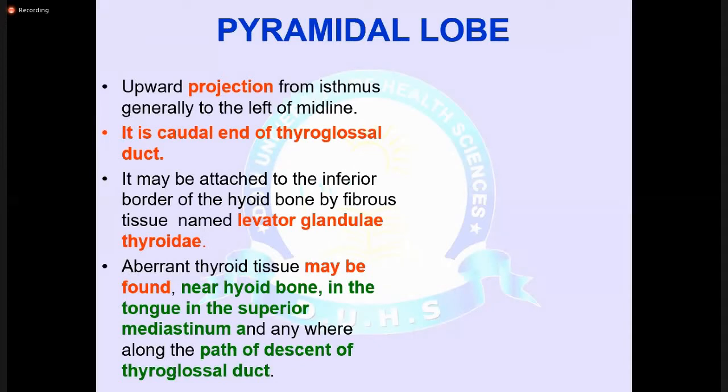Sometimes there is a downward extension from the thyroid gland, an accessory lobe that may be present, which is known as the pyramidal lobe of the thyroid gland. During the descent of the thyroglossal duct, a part of the thyroid gland that stays in the path of the descent is known as the pyramidal lobe of the thyroid gland. It may be attached to the inferior border of the hyoid bone by a fibrous tissue, which is known as the levator glandulae thyroideae. So if you recall the development of the thyroid gland, it descends along the thyroglossal duct, and the remnant of any part of the gland in the path of the descent is known as the pyramidal lobe.